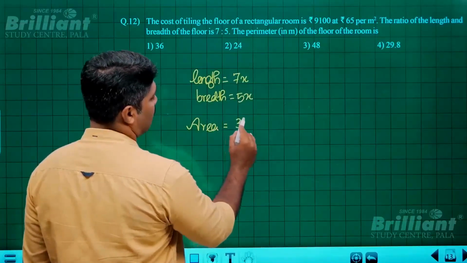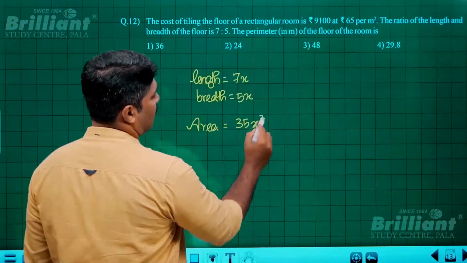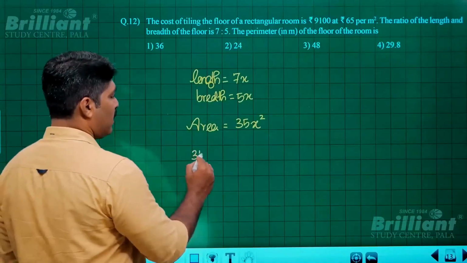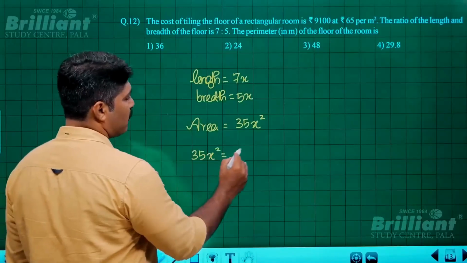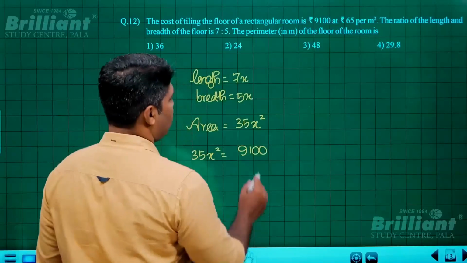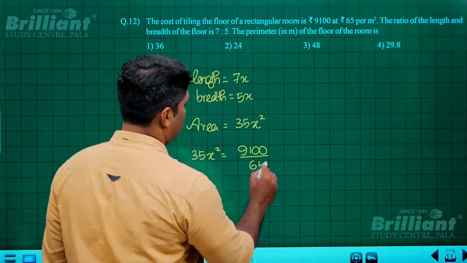So therefore that is 35x square. So that is 7x and 5x. It is given that 35x square is equal to the total cost of flooring. So that is 9,100 divided by 65. And you will get the value.